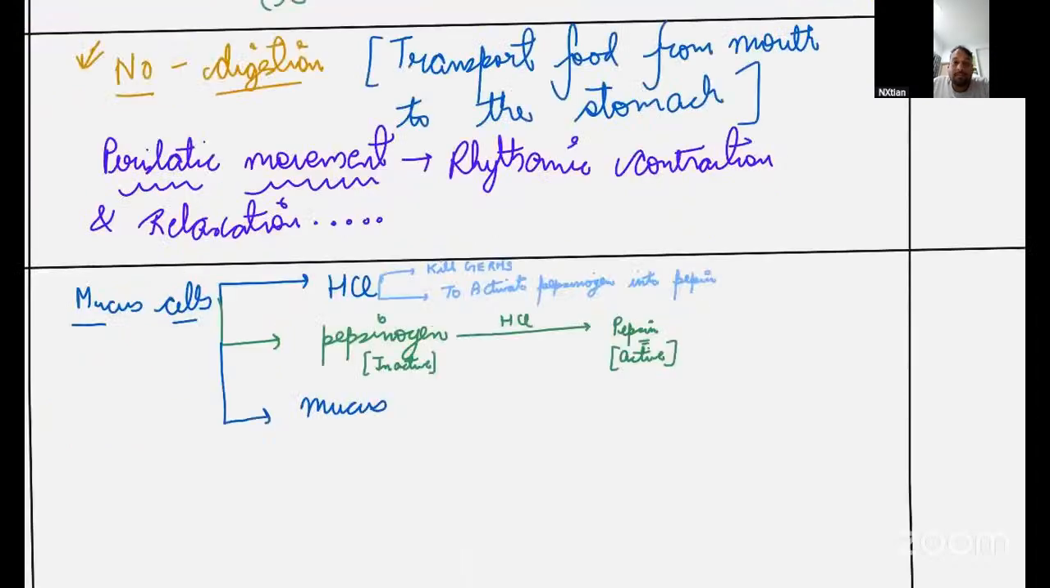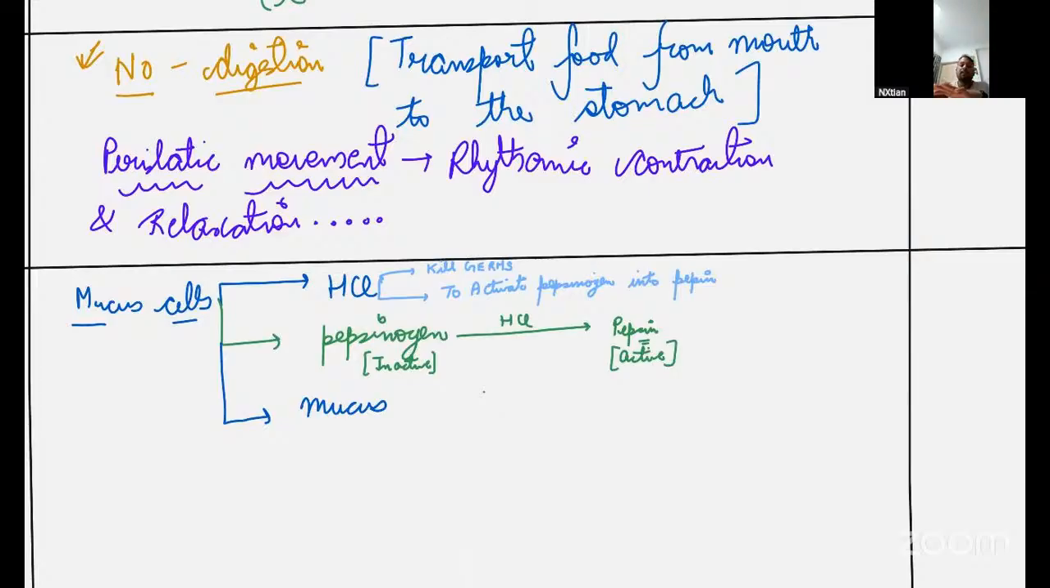Sir, pepsinogen, hydrochloric acid. Is pepsinogen inactive? Pepsinogen is inactive. Yes, hydrochloric acid will work on it to convert it into the active form, which is called pepsin. Okay. Now, what is the role of mucus?